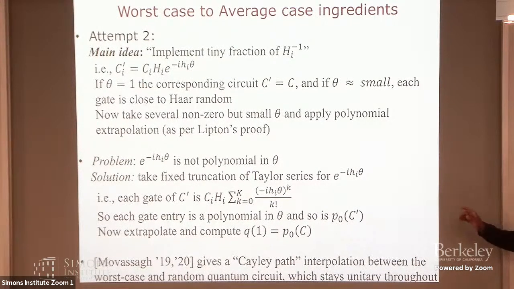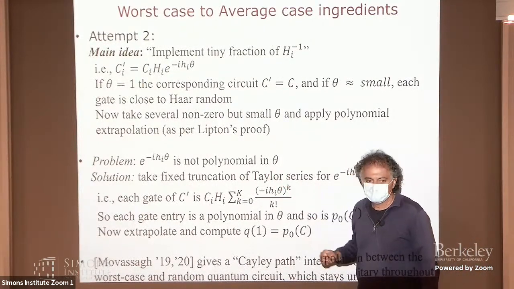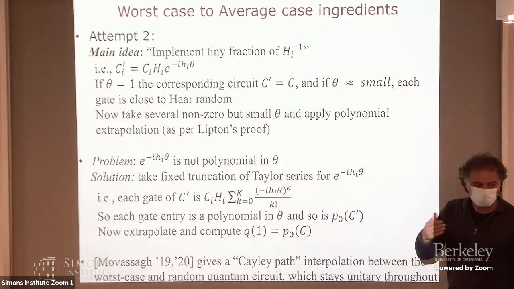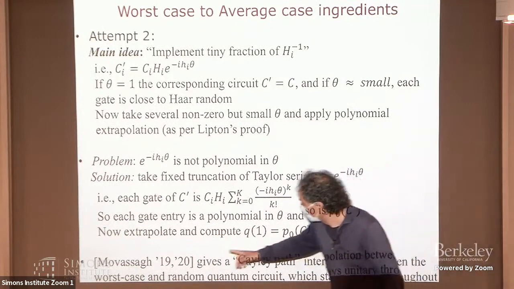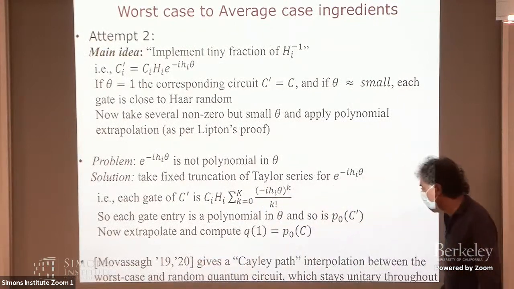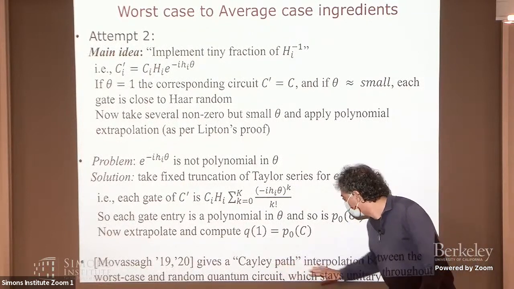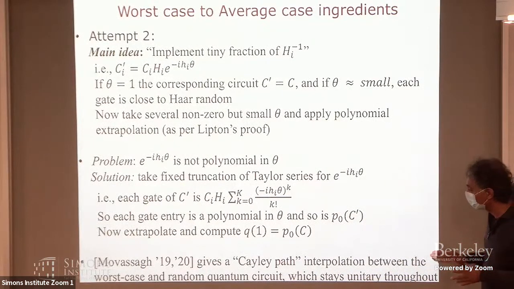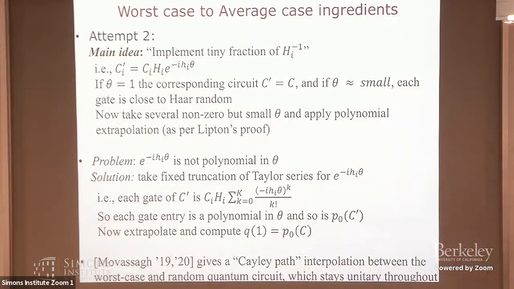Now of course when we do this truncation, it introduces a small error. It turns out that there's a different way of doing this, which is a little bit more complex, but this is what Mobasak did. He showed that in fact there's a different way to do this, where you use a Cayley path interpolation, which actually stays unitary throughout, so you don't even need this small error.